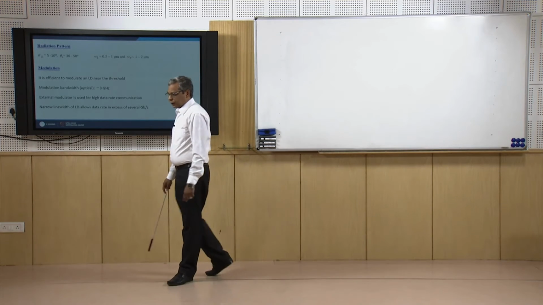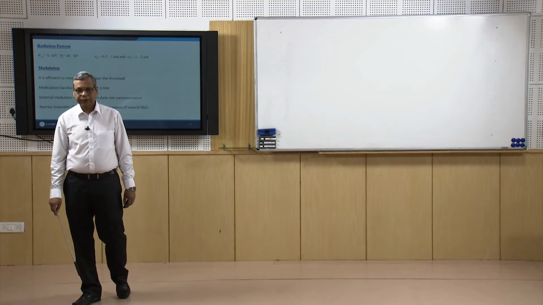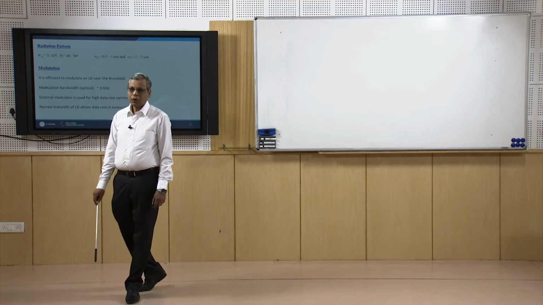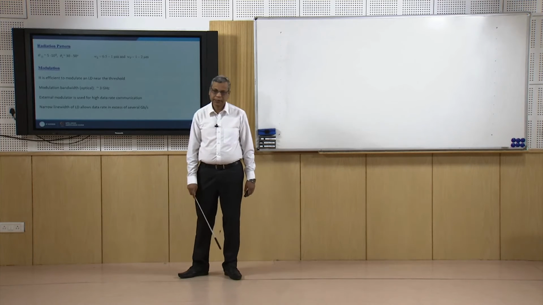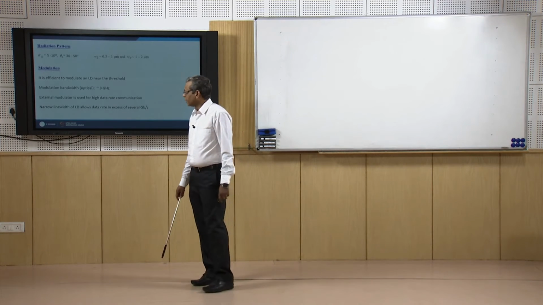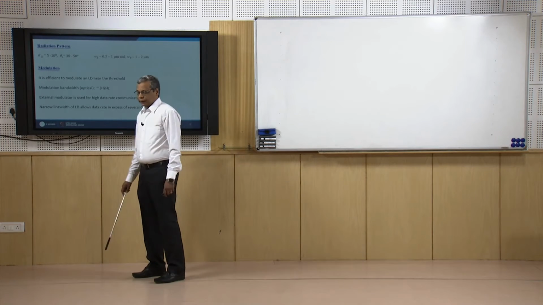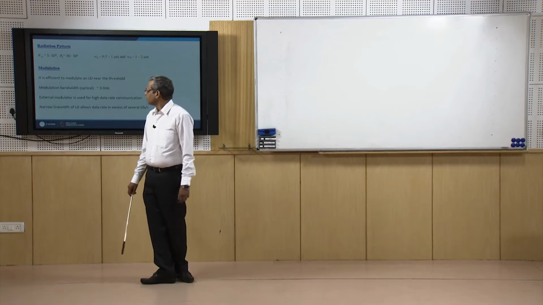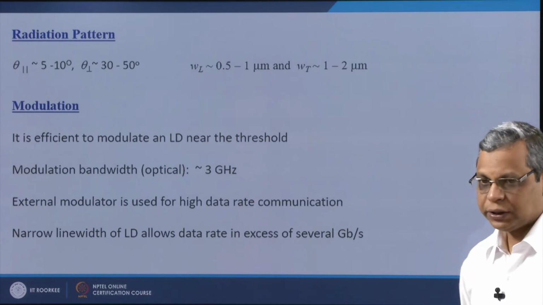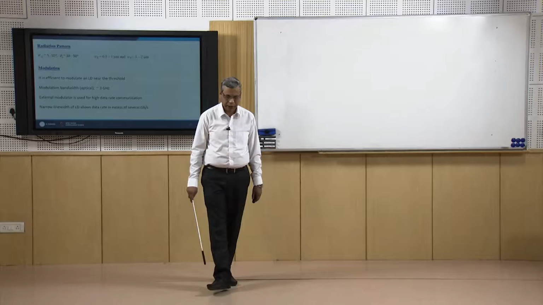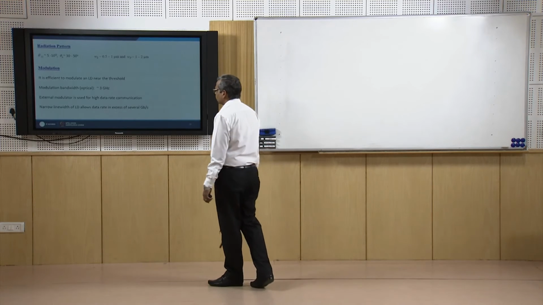So, you can modulate a laser diode directly by injection current modulation, or you can modulate the light coming out of the diode laser using an external modulator. If you choose to modulate the diode laser directly, then you should modulate it near the threshold, because it is efficient to switch on and switch off a diode laser when you operate it near threshold by applying a suitable bias.